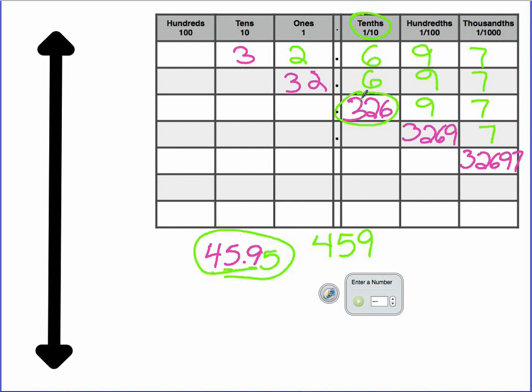What's my minimum number going to be on my number line? What do you think? 326 is going to be the bottom. And remember, we're talking about tenths. What's going to be my maximum number? My maximum. 327.